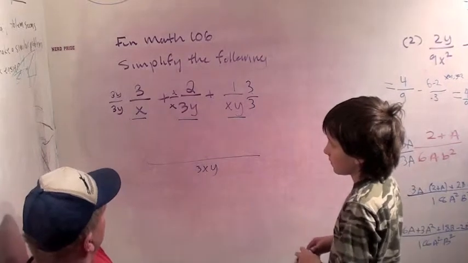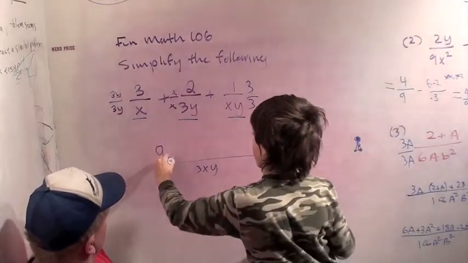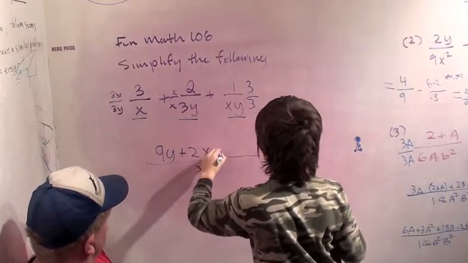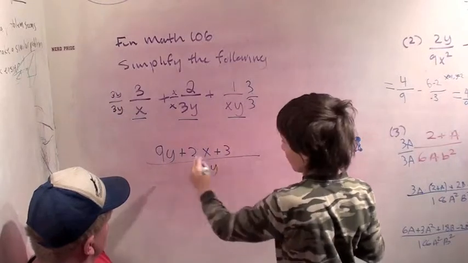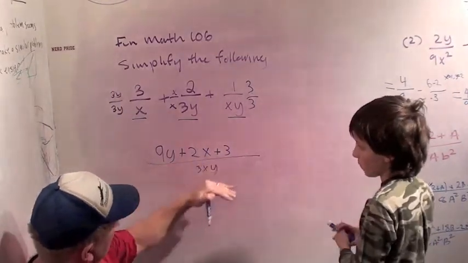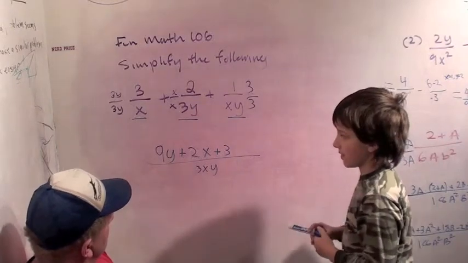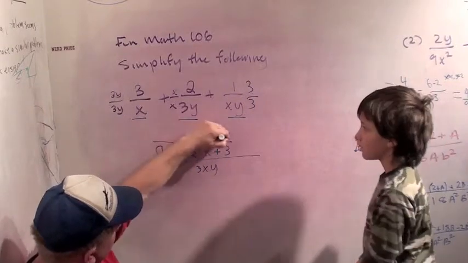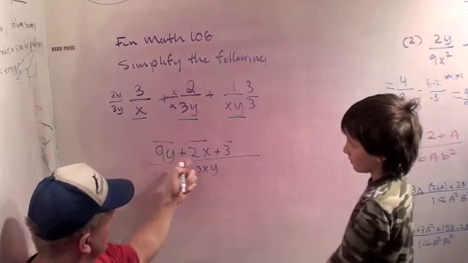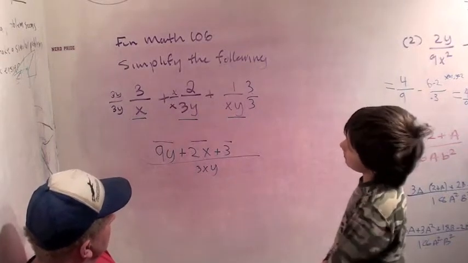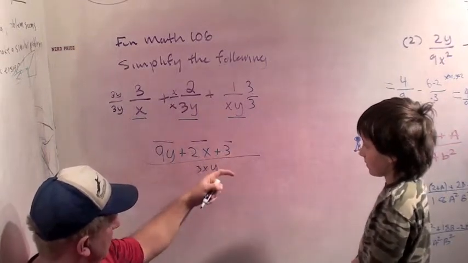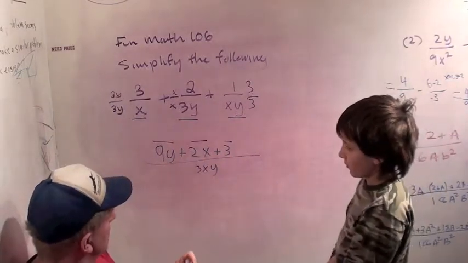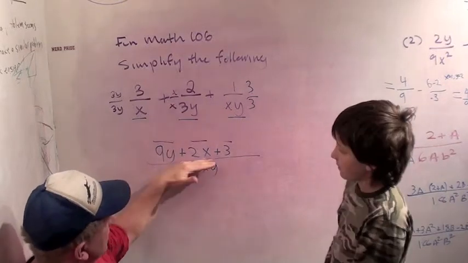Okay, so what do I get on the top now? You get 9y plus 2x plus 3 all over 3xy. Okay, I get 9y plus 2x plus 3 all over 3xy. This is as simple as it goes. You can't factor anything out because there's nothing in common with 9y, 2x, and 3. You can't factor out an x because this doesn't have an x, that doesn't have an x. Can't factor out a y, because this term and this term don't have y's. And I can't factor out a number because 9, 2, and 3 don't have anything in common. 9 and 3 do, but that's not enough. You need everything to have something in common.